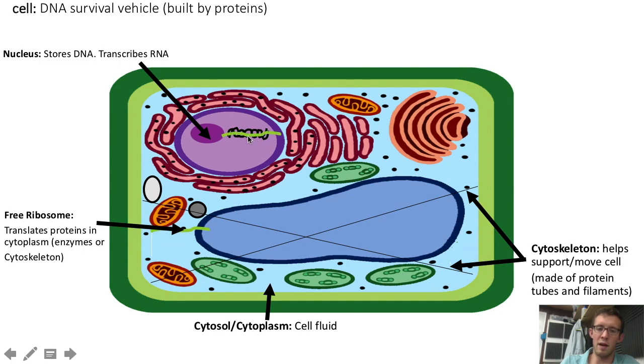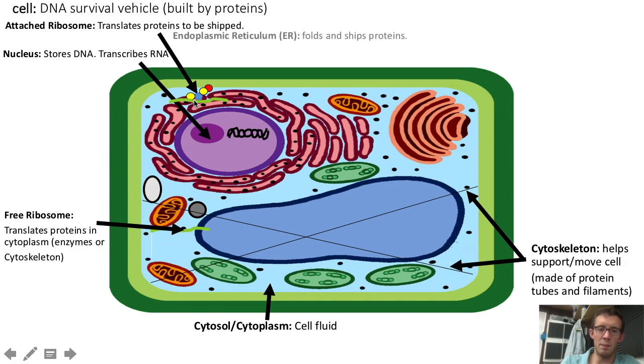Now, the other type of ribosome that DNA can send messenger RNAs to are called attached ribosomes. And it's attached ribosomes that will build proteins to be shipped to other parts of the cell or even other cells entirely. Now, what does the shipping is the endoplasmic reticulum, whose main job is to process and send these proteins that get translated.